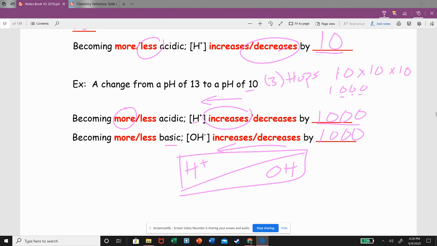So now let's look and see what's happening to the basicity from 13 to 10. It is becoming less basic. It is 1,000 times less basic because it's 3 multiples of 10. And our OH is decreasing because going this way, the OH wedge is getting smaller by a factor of 1,000.